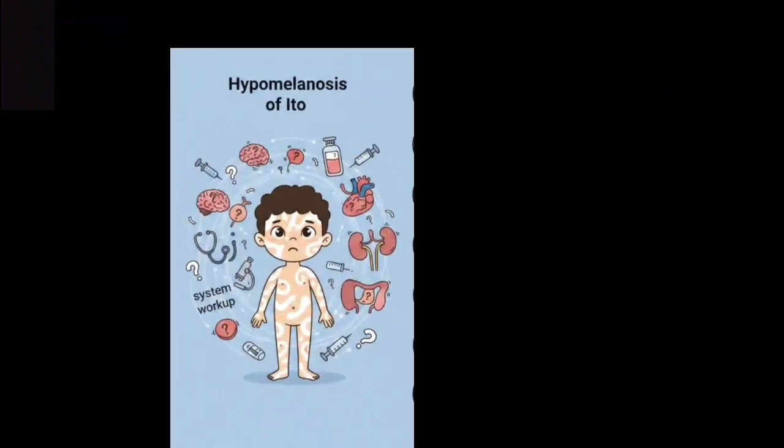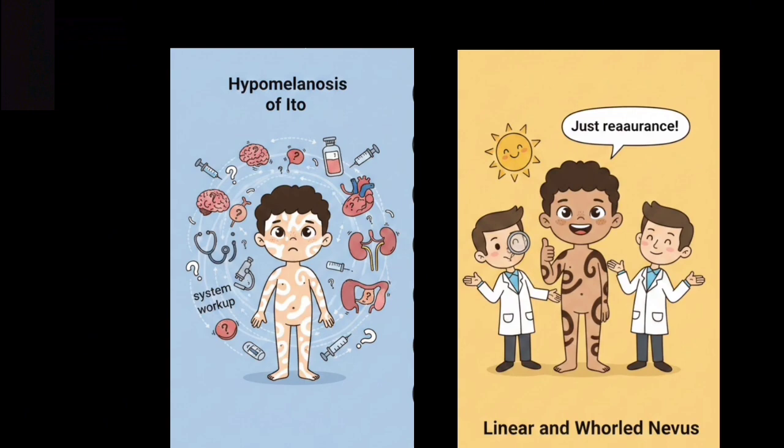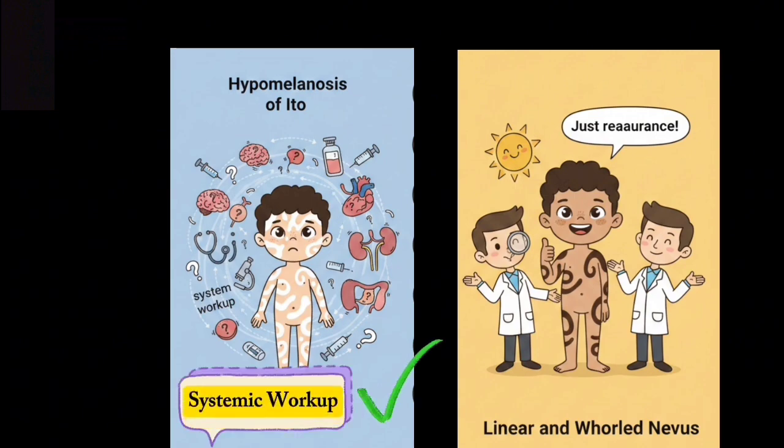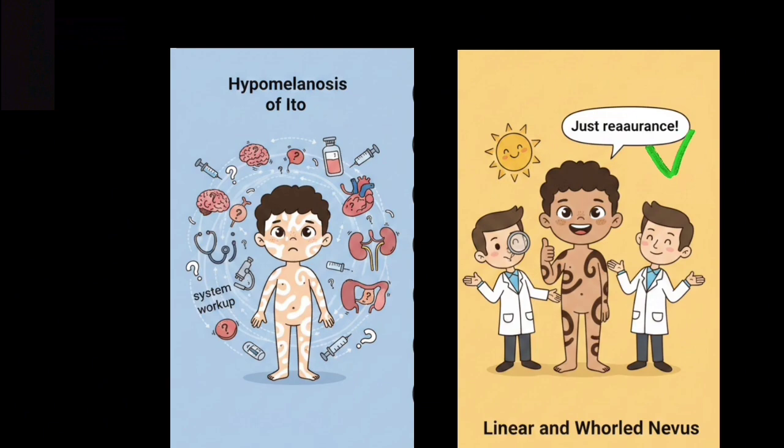Hypomelanosis of Ito is a syndromic condition. It is hypopigmented and the lesions are often widespread. In contrast, linear and whorled nevus is usually cutaneous only, hyperpigmented, and the lesions are typically more localized. Hypomelanosis of Ito requires a systemic workup, while linear and whorled nevus usually only requires reassurance.